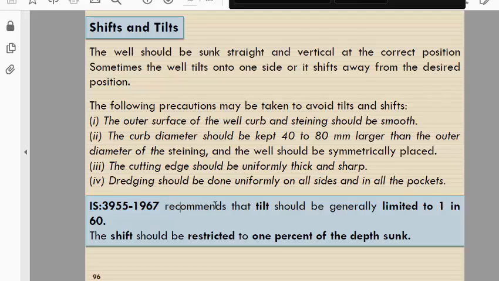Next, IS code 3955 of 1967 recommends that tilt should generally be limited to 1 in 60, and the shift should be restricted to 1% of the depth sunk. So it's an important point, kindly note that.